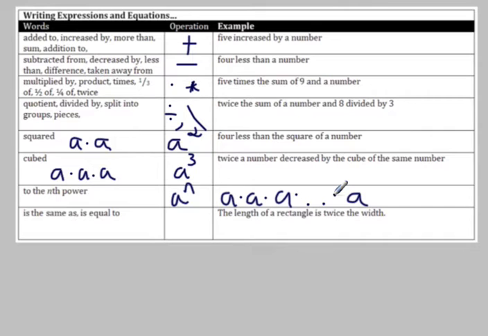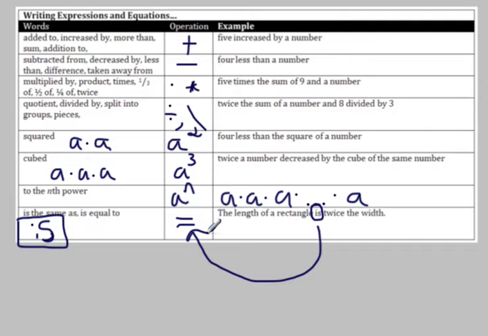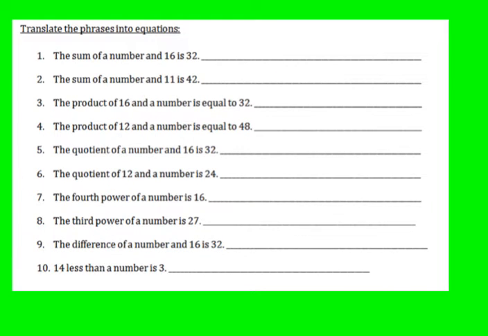Next, is the same as, or is equal to, and sometimes you'll just see is. The word is really important when you're talking about an equals sign. See here, the length of a rectangle is twice the width. So is typically represents an equal sign. Those are key words you can be looking for when you're making a word problem. So let's practice some of these, just setting them up so that we can get used to it, and then we'll do some actual story problems.